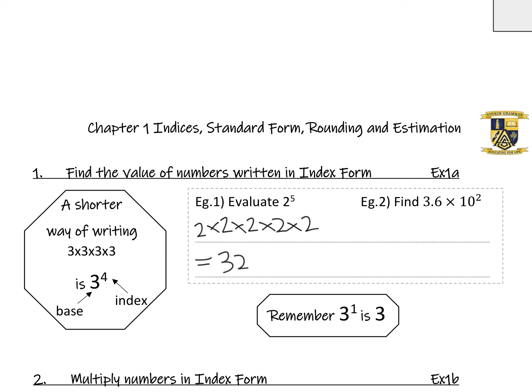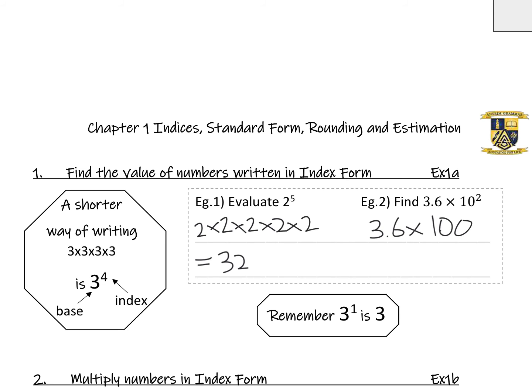Pause the video and try example 2. Example 2, find 3.6 times 10 squared. To do this, we'll get 3.6 and multiply it by 10 squared, which you can work out. 10 squared means 10 times 10, which is 100.